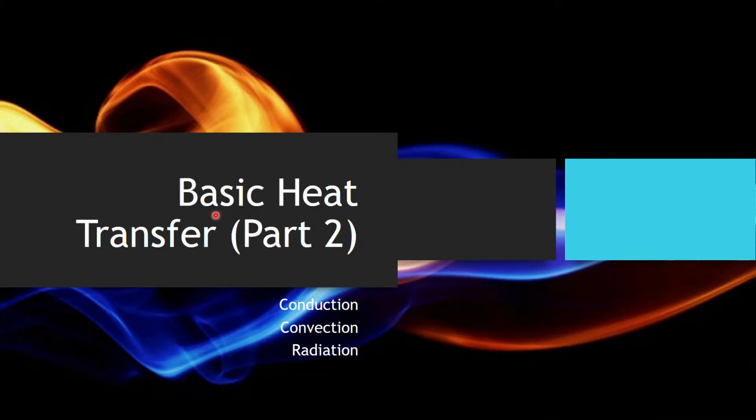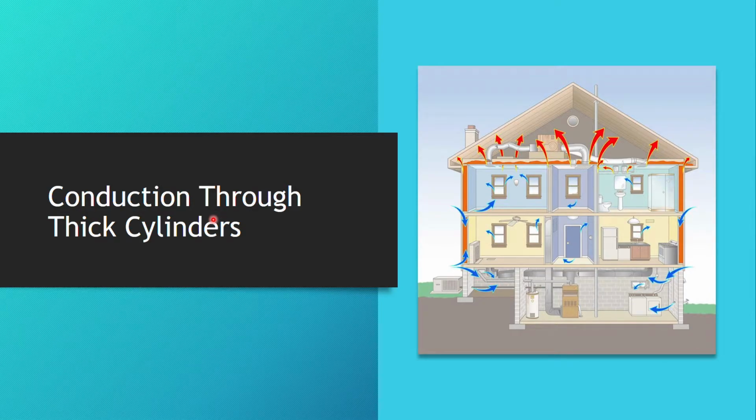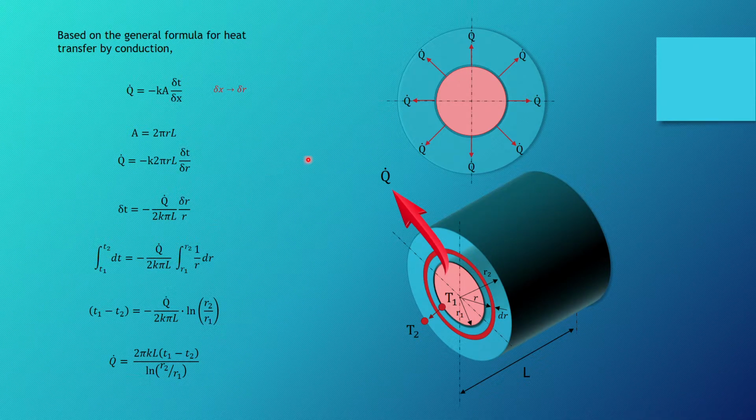So in this section, we'll be looking into conduction through thick cylinders. Basically, from the previous podcast, we got to know that the rate of heat transfer is equal to the thermal conductivity multiplied by the area, and then the difference in temperature over the thickness. Okay, so now from this, when you look into this diagram here, it is a cylindrical diagram.